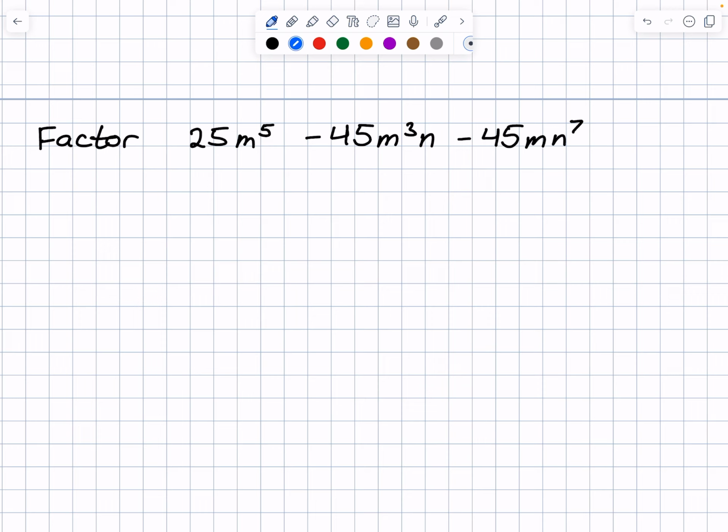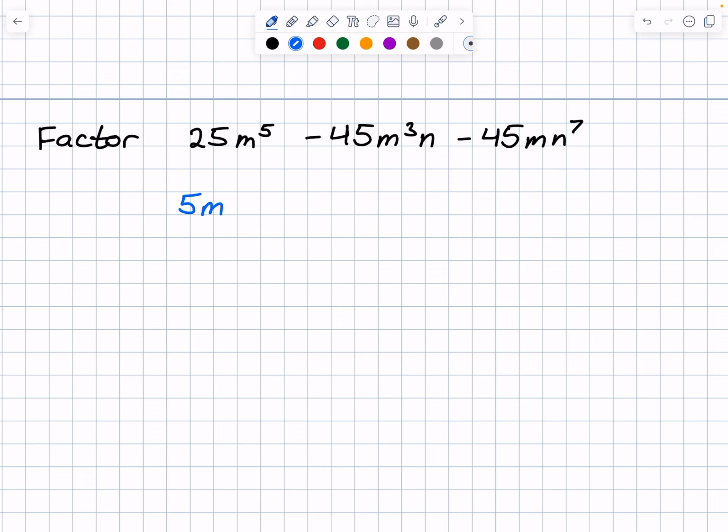The first thing that comes to my mind when I look at all these numbers, 25, 45, and 45, is that they all end in 5. So they're divisible by 5. So I'm going to take out a 5. The other thing that I notice is they all have an m. This has 1 m, this has 3, and this has 5. So at most, they have 1 m in common.